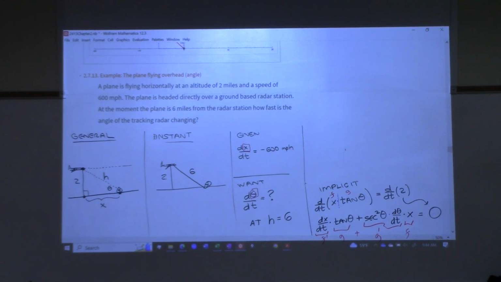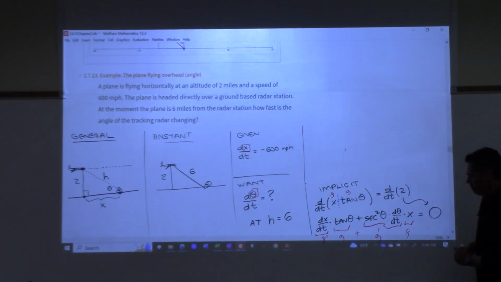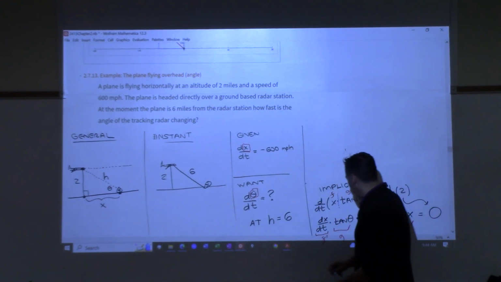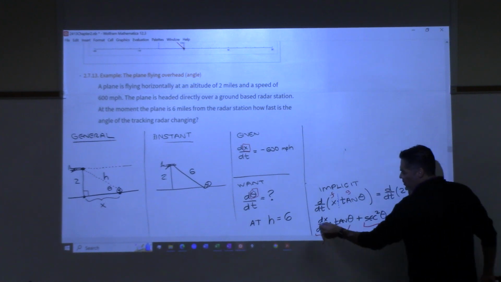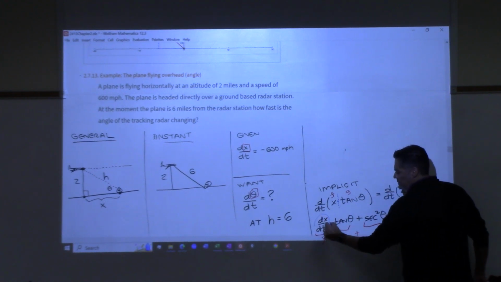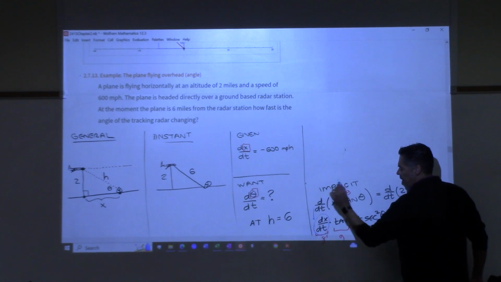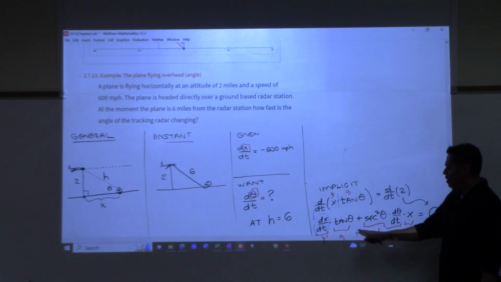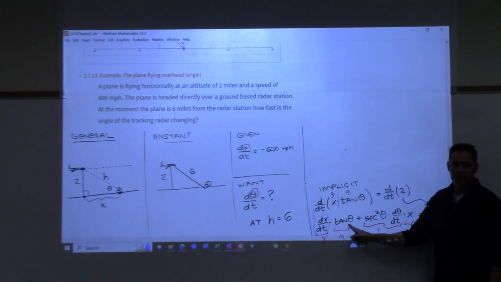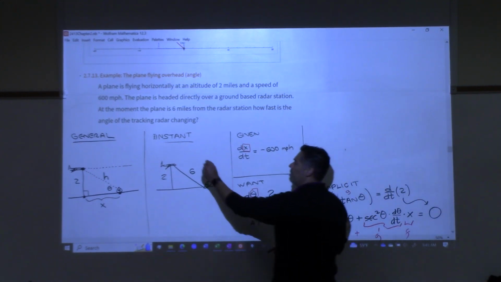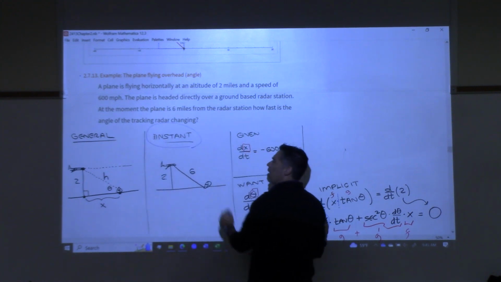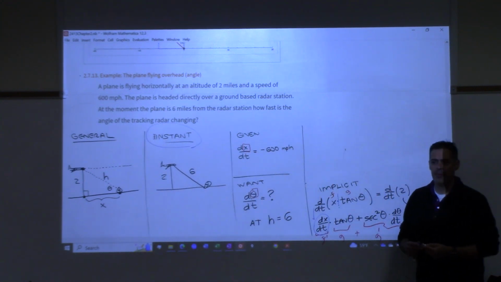All right, let's talk about what we know, like what we're happy to see here. Do we know dx dt? Do we know what that is? Yes, okay. Do we know what tangent of theta is? Well, we're allowed to look at this picture now, aren't we? Yes?